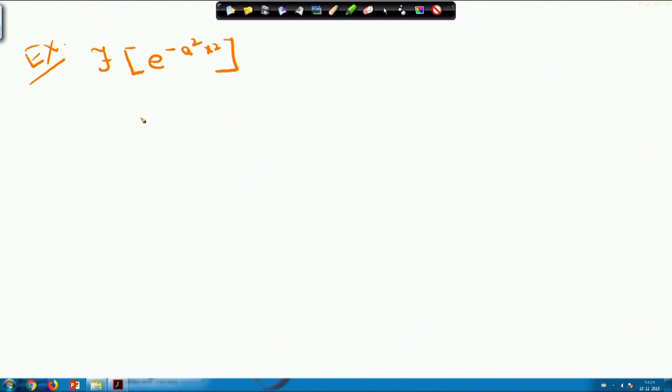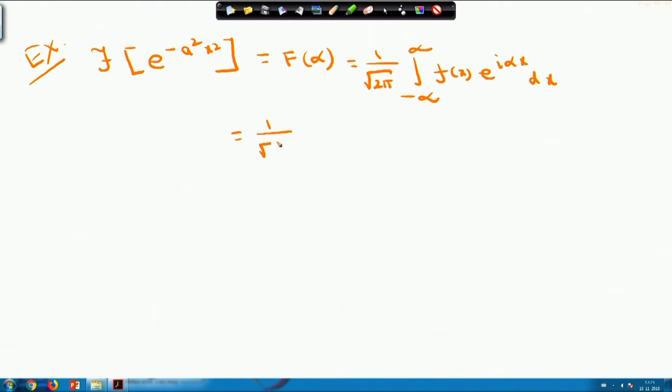So, the Fourier transform of e power minus a square x square, which I can write down as F(alpha), equals 1 by root 2 pi, integral from minus infinity to infinity of f(x) into e power i alpha x dx. Now, substitute the value of f(x), you will obtain 1 by root 2 pi, integral from minus infinity to infinity of e power minus a square x square plus i alpha x dx.